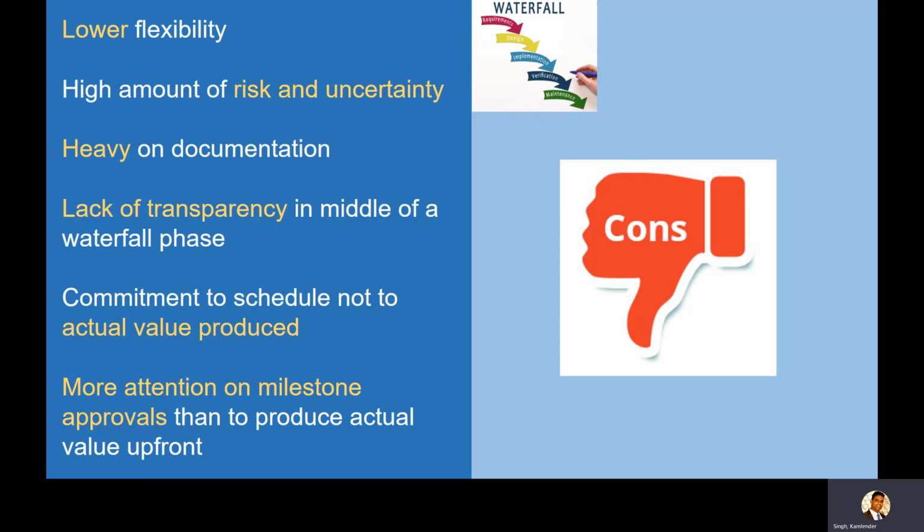Commitment to schedule: as I said, schedule is met most of the time in the waterfall model. But what is happening? The actual value to the customer, which is when the product is deployed in production, comes after 3 years or whatever is the duration of your overall product, because it's a phase gate approach. There is major focus on achieving the milestone, and that is met most of the time. But the actual value, which is getting the product out to the customer early, is achieved later in this methodology.